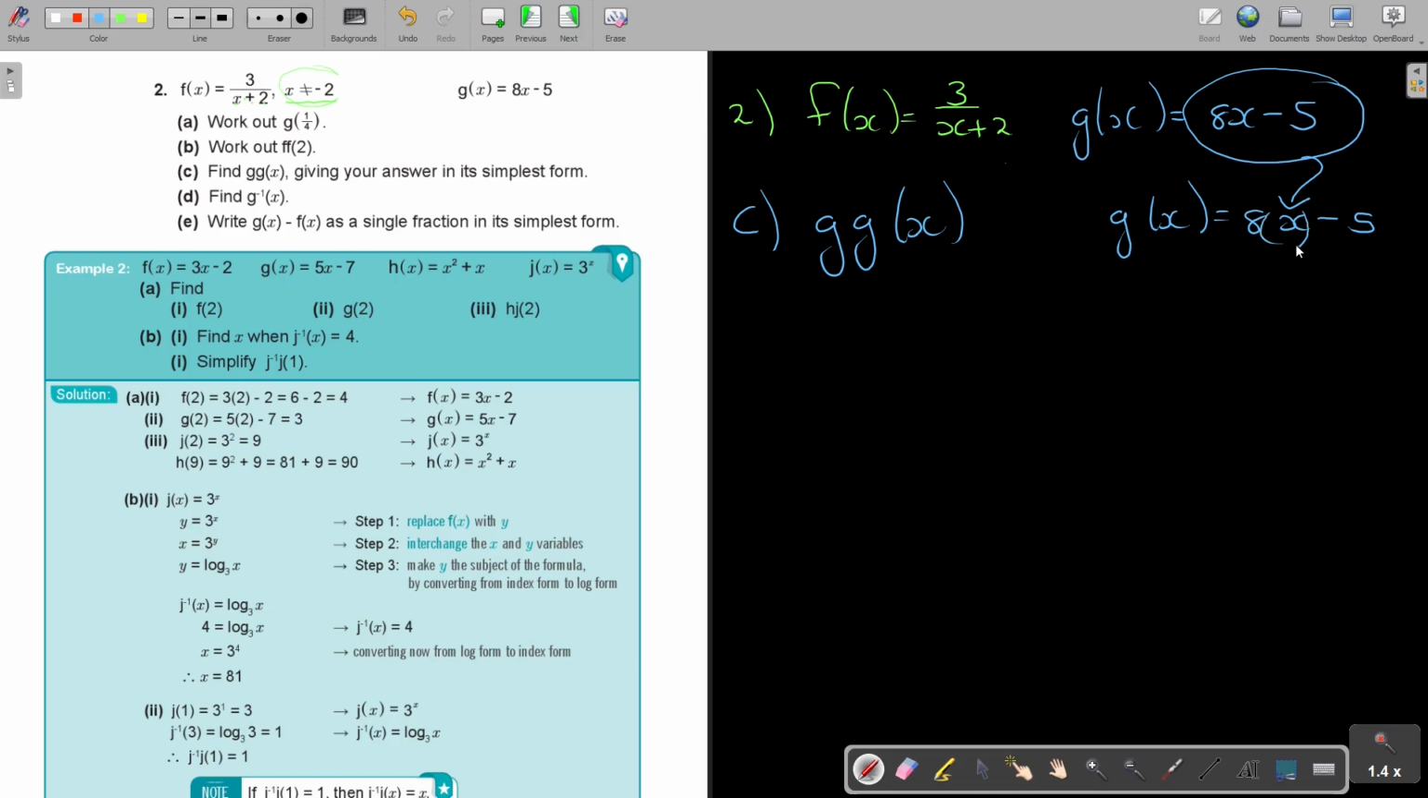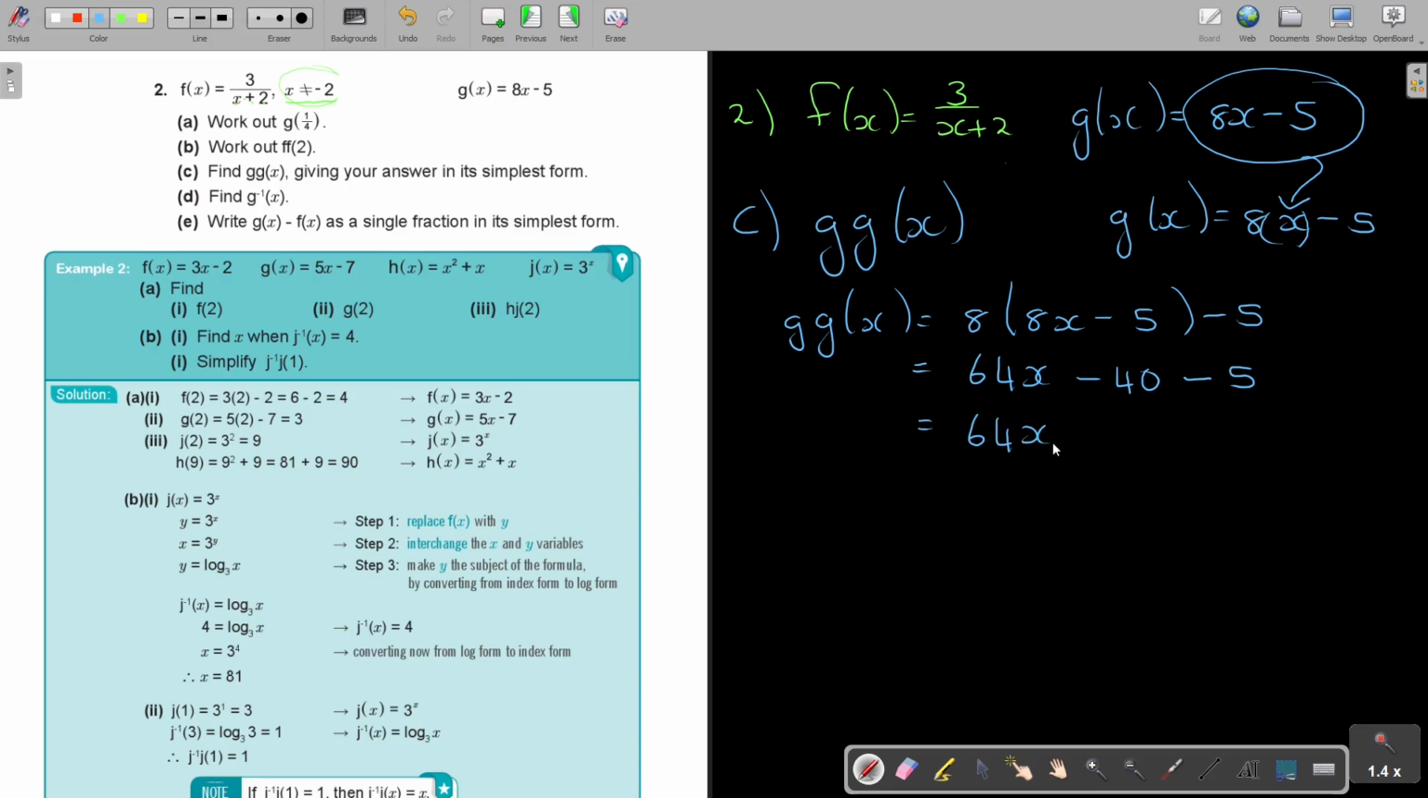So what do I get? I have g of x, okay, let me just write it down. g of x is going to be 8, and then 8x minus 5 minus 5. And that's 64x minus 40 minus 5. So it's going to be 64x minus 45. Okay, and that is going to be my final answer.